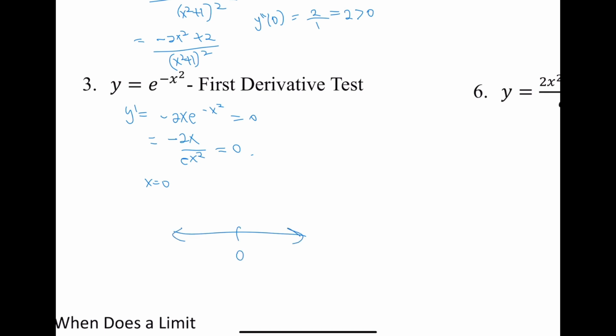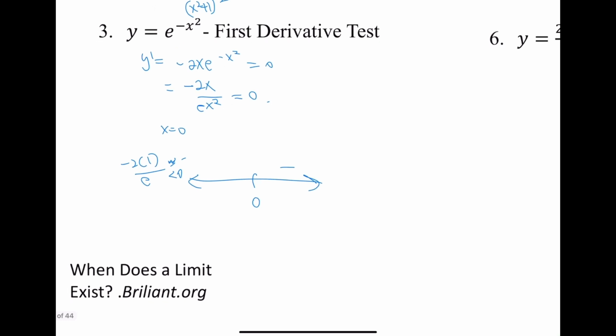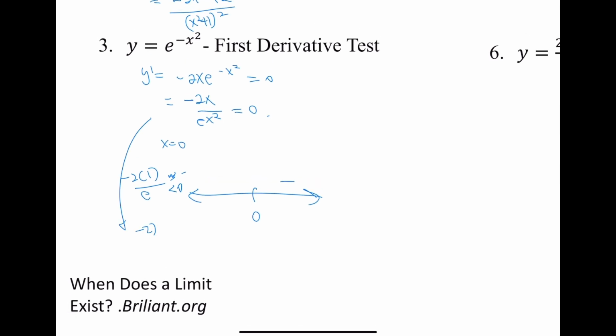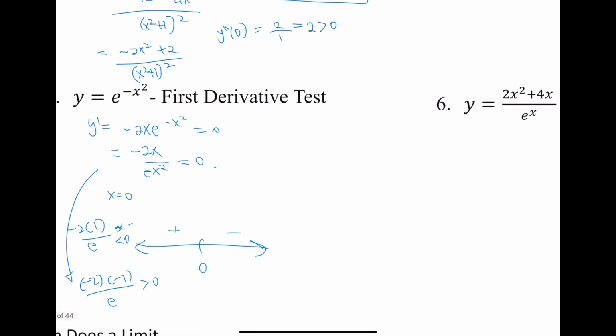So do a sign chart, and then it's 0, right? For greater than 0, we can try 1. So negative 2 times 1 all over e, that's negative, less than 0. So we write negative right here. Then we also take a negative number, like negative 1, which is less than 0, and put that in here. So negative 2 times negative 1 all over e is positive, right? So that means we actually have a relative maximum at x equals 0.